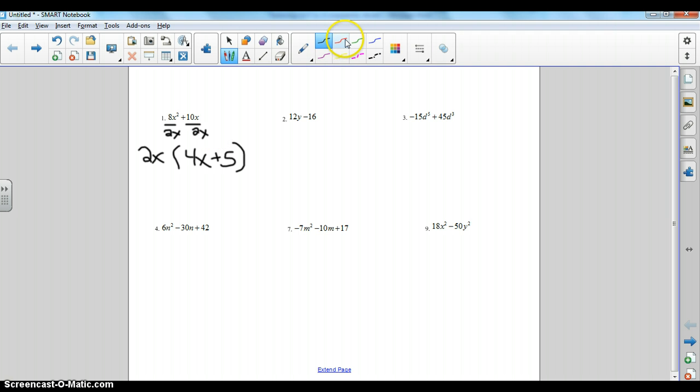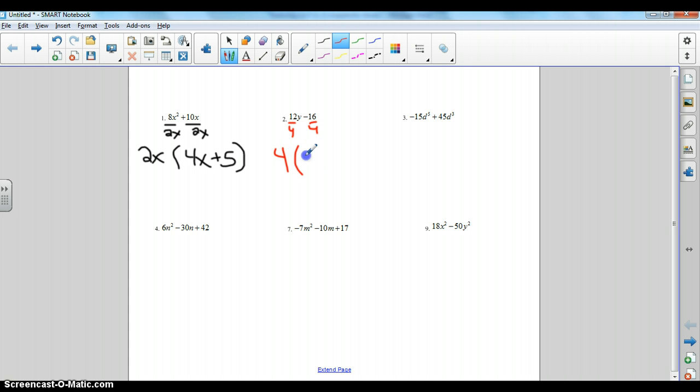Okay, let's move on to the next one. So I need to figure out the biggest number and the most amount of letters that can come out of this one. So the biggest number I could take out would probably be a 4. And for letters, there's a y here, but there isn't any y's here, so I can't take out any letters, so it's just going to be 4. So we're going to divide each piece by 4.